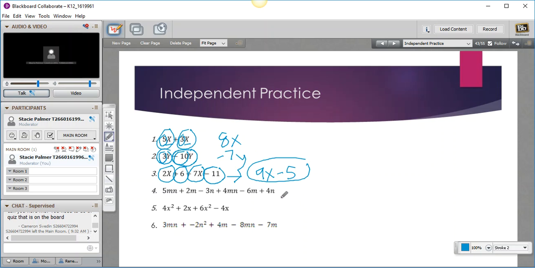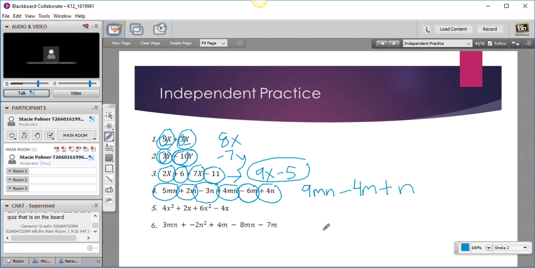Number 4. 5mn plus 2m minus 3n plus 4mn minus 6m plus 4n. Let's combine our like terms here. 5mn and 4mn are like terms. That would be 9mn. We have a 2m and a negative 6m. Remember that you have to take the sign that's in front of it. So 2m and negative 6m would be negative 4m. And then we have negative 3n and positive 4n, which is positive 1n.